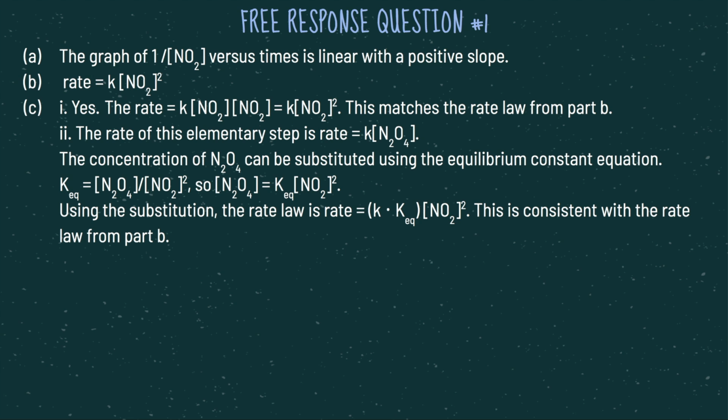However, we cannot use N2O4 in the rate law because it is an intermediate. In step 1, the equilibrium constant can be used to substitute the concentration of N2O4. This would mean that the concentration of N2O4 equals the equilibrium constant times the concentration of nitrogen dioxide squared. Using that substitution, the rate law is consistent with the rate law from Part B.